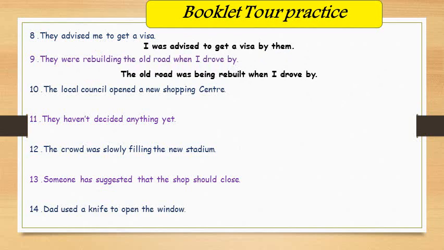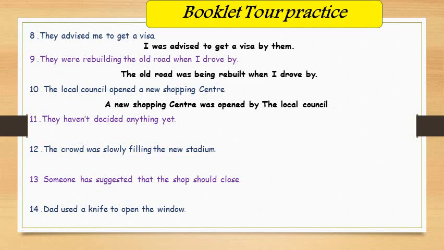The local council opened a new shopping center. So, where's the object? A new shopping center. What is the tense? Past simple. So, a new shopping center was opened by the local council.